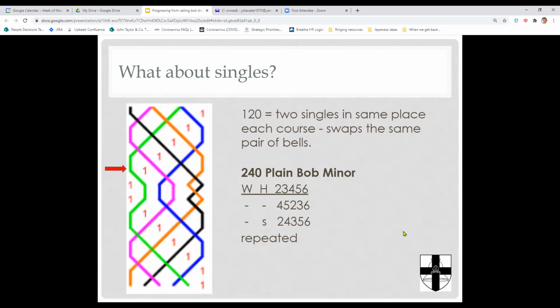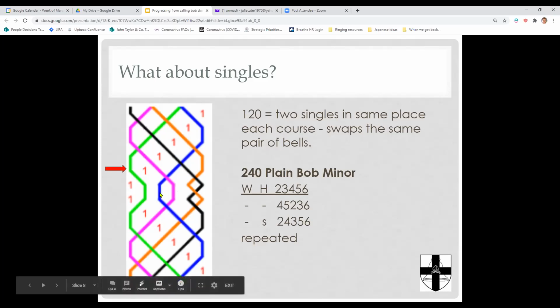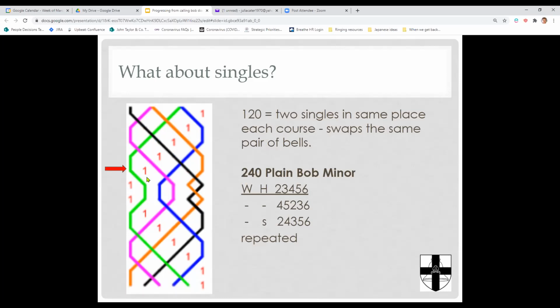So let's talk about singles. Unless you started learning Grandsire first, singles are probably what you first come across when you get to Bob Minor. So just a little recap. This is what we talked about with a single. Only 2 bells affected. In a bob, as we know, there's 3 bells affected, but in a single, it's just 2 bells, and it's the bells that are in 3rd and 4th place.